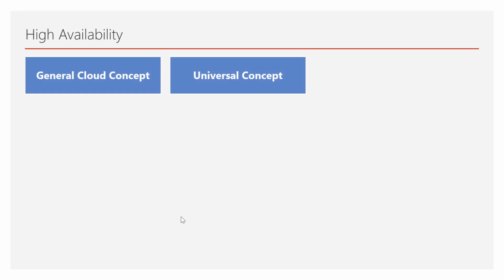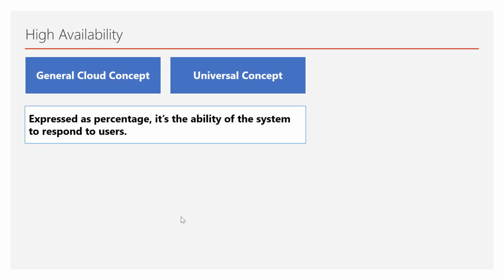Now, there are general concepts which are not specific to Microsoft Azure. Azure is not the only cloud computing provider out there, as you know, and some concepts are universal. And one such concept is high availability. So, in general, the concept of high availability is what percentage of time your system responds to user requests properly.